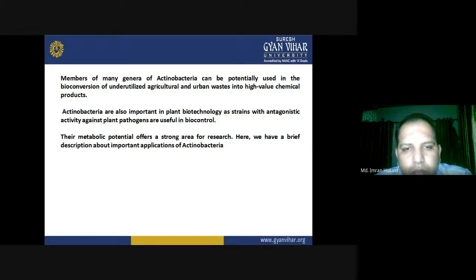Actinobacteria are also important in plant biotechnology, as strains with antagonist activity against plant pathogens are useful in biocontrol. Their metabolic potential offers a strong area for research. Here we have a brief description of important applications of actinobacteria.